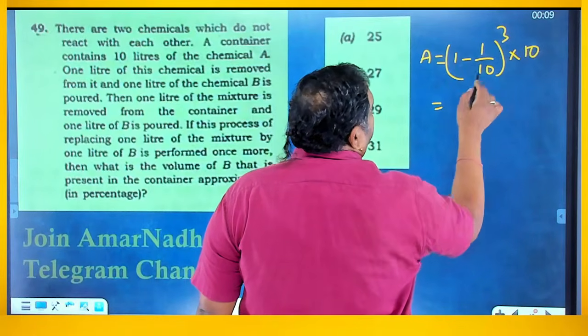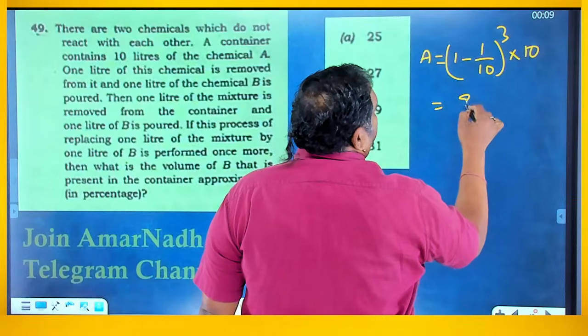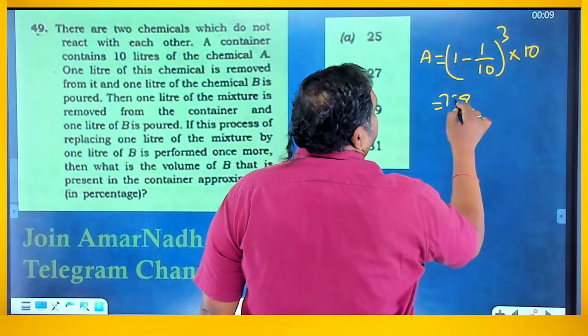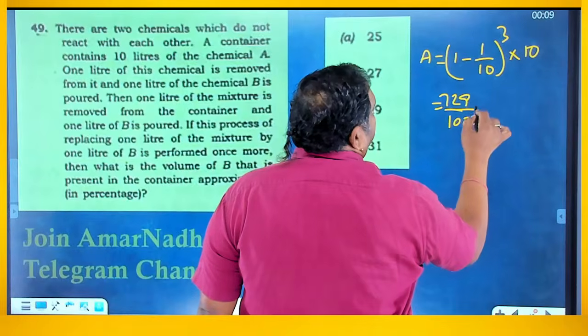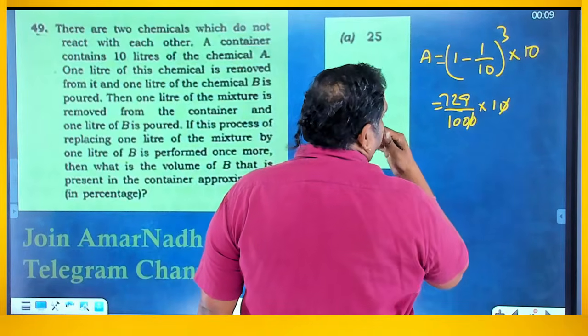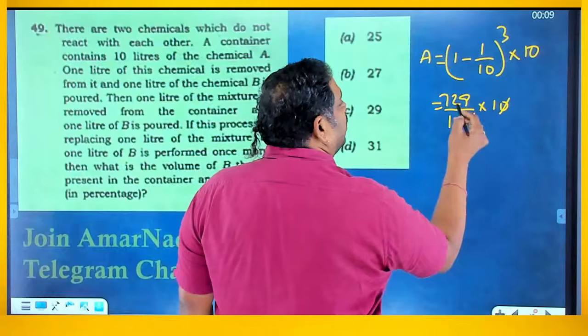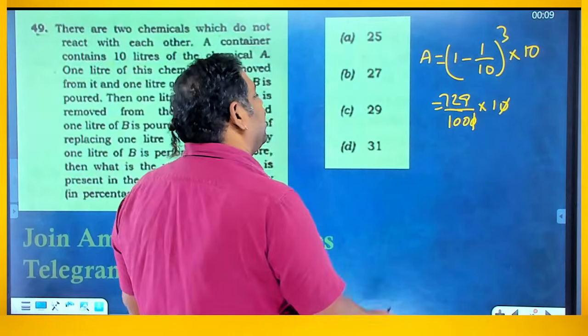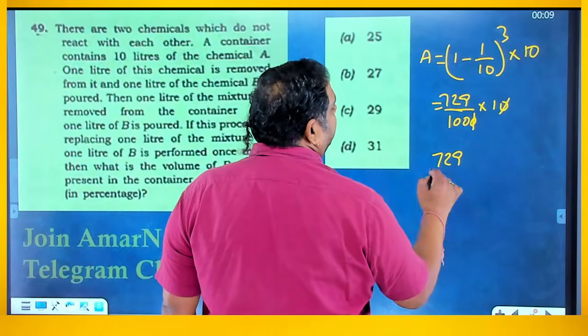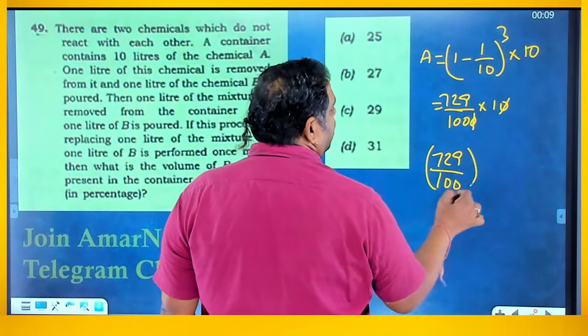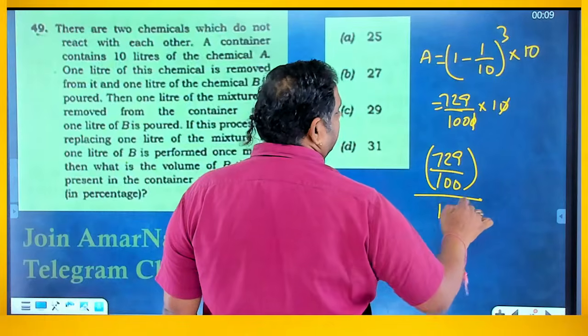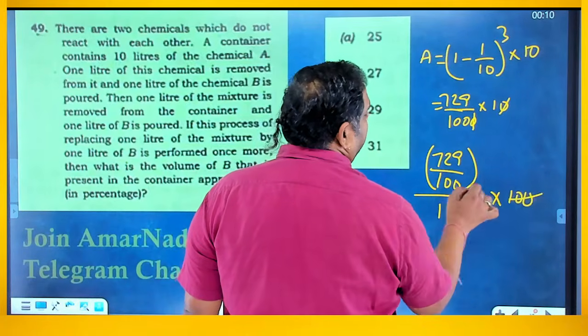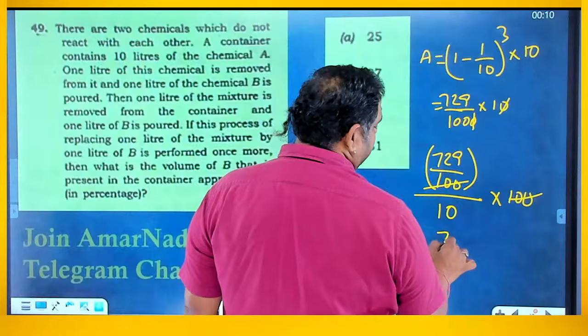Okay, that is 9 by 10. Whole cube, that is 729 by 1000 into 10, right? Zeros cancel. This is the quantity of A, right? He's asking about percentage of A, no? So percentage of A means 729 by 100 is the quantity of A, by total quantity, that is 10 liters into 100. Is it right? 100 cancels. 720 by 9 means 72.9.